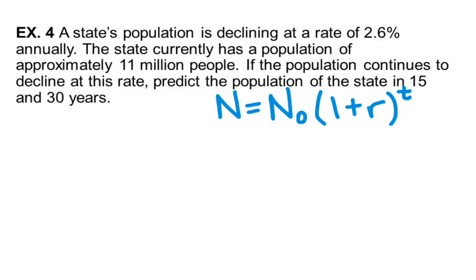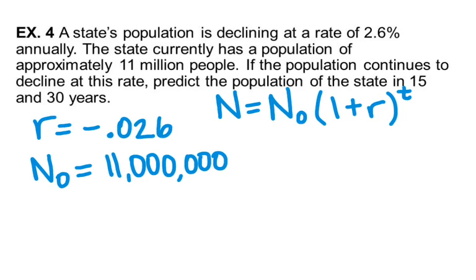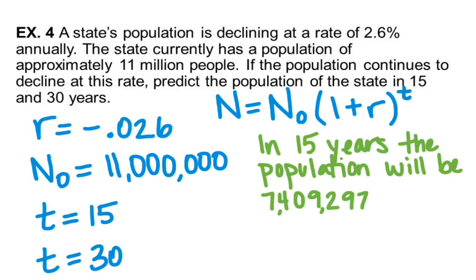Okay, so our initial value or our population is 11 million, and our rate, since it is declining, will be negative 0.026. Okay, then we're going to plug in 15 years and then 30 years for time. So we're going to do two separate problems, one for 15 and one for 30. Now I didn't write out plugging these numbers into the equation because it's such a short equation. So when you plug in for 15 years, you get that the population will be about 7,409,297.